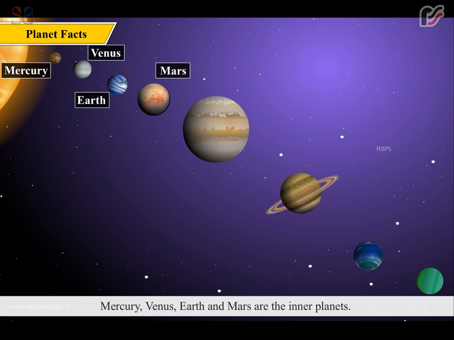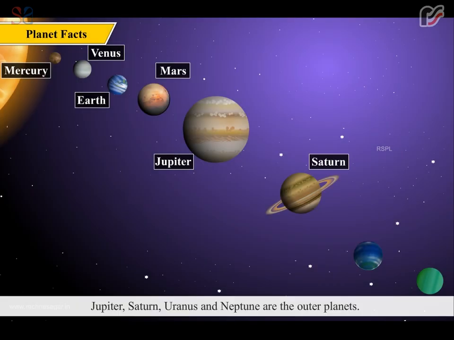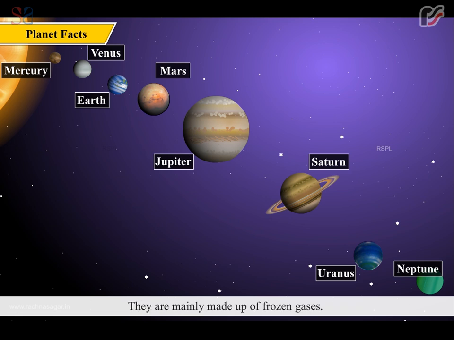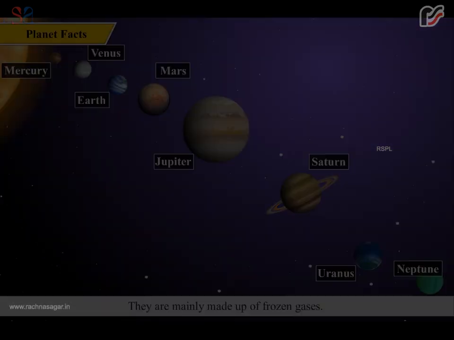Mercury, Venus, Earth and Mars are the inner planets. They are mainly made up of rocks and iron. Jupiter, Saturn, Uranus and Neptune are the outer planets. They are mainly made up of frozen gases.